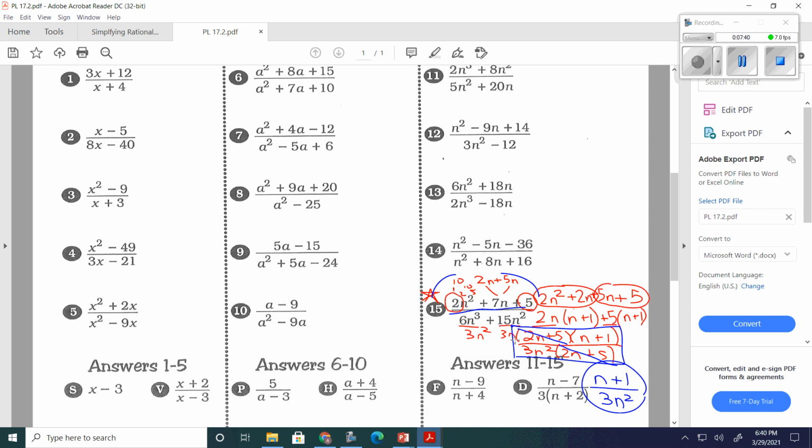factor by grouping. We could just randomly do one more of these. I don't know which one I think would be the hardest one. So let's just randomly pick number 8 for fun. Let's just do one more together.